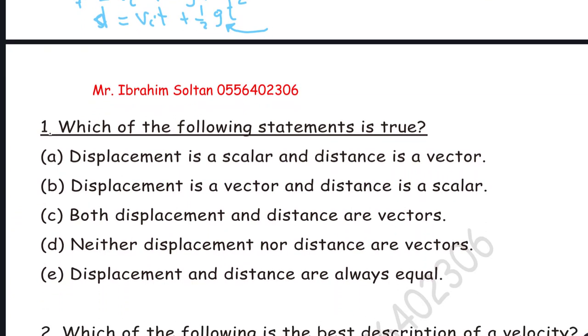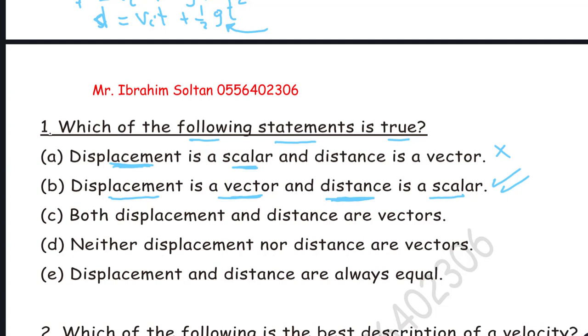Let's start to solve some problems about what we learned. Which of the following statements is true? Displacement is a scalar. Do you remember that we said displacement is the shortest line between the start point and the end point, and it has direction? So this is wrong. Displacement is a vector, and distance is a scalar. This is true.